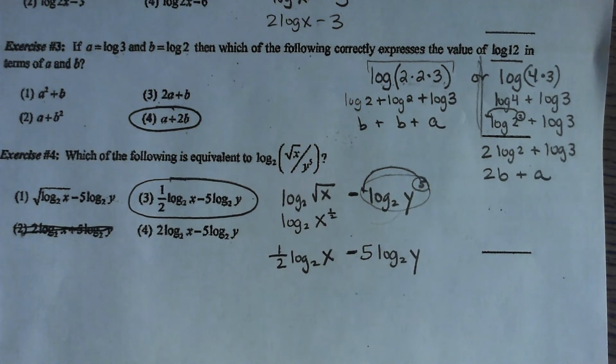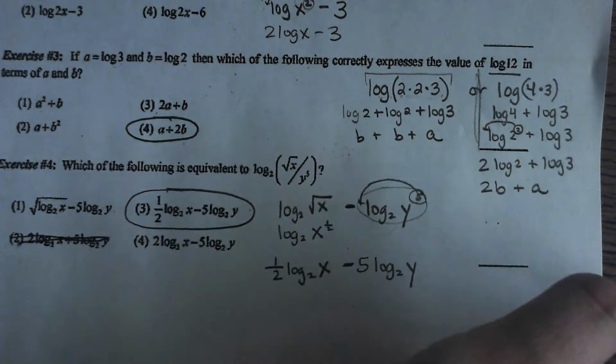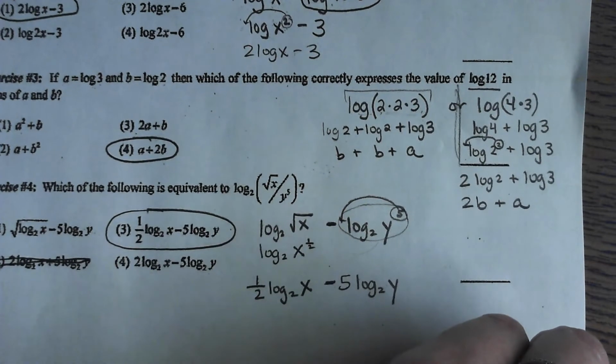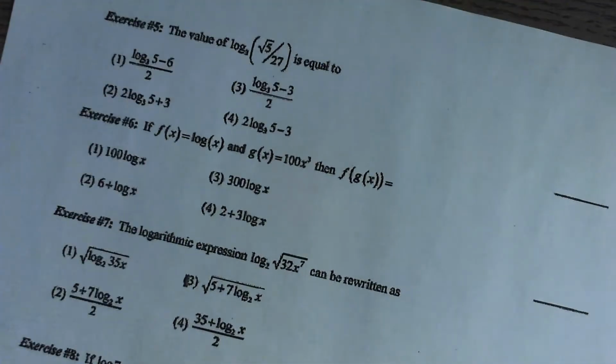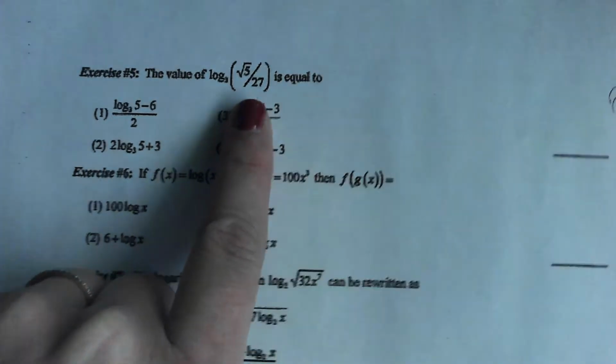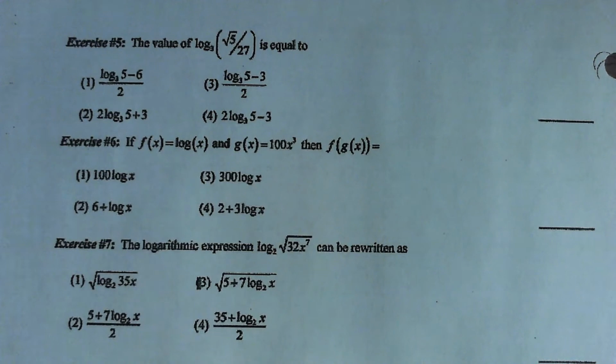Okay, that was all of that was expanding. Multiplication into addition, division into subtraction, and exponents into kind of coefficients. Any questions so far? Okay. More expanding. We'll come back to that one in a minute. Exercise 6.